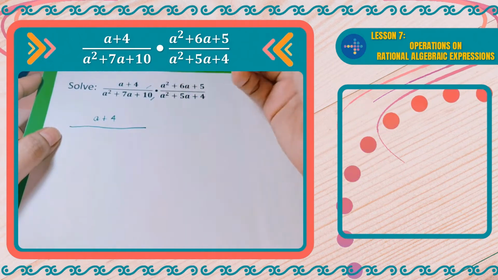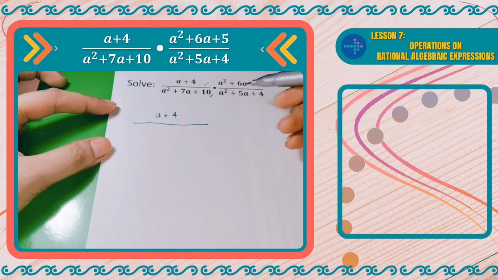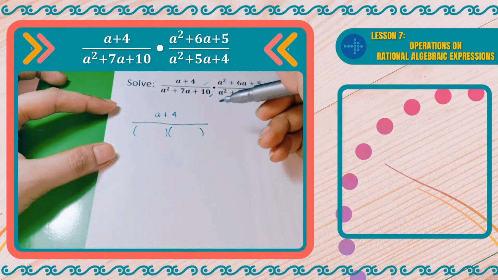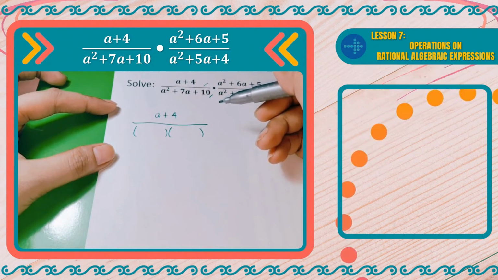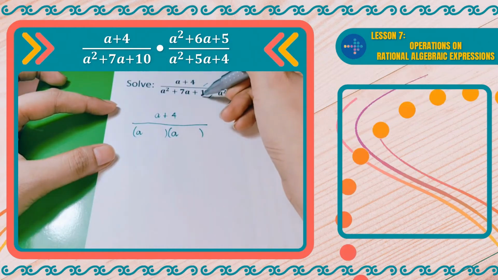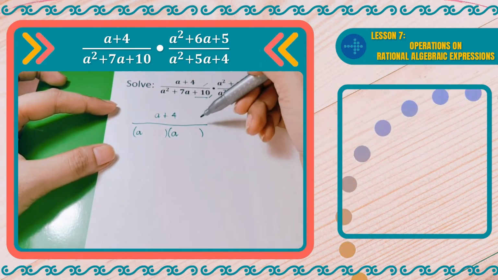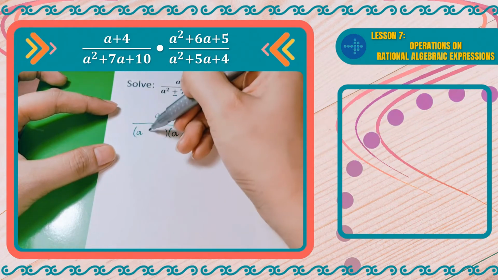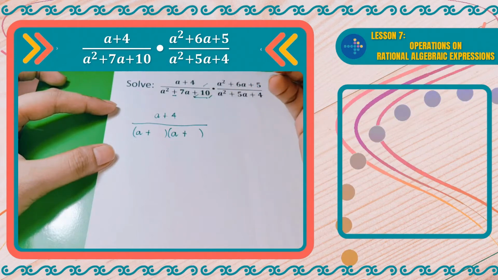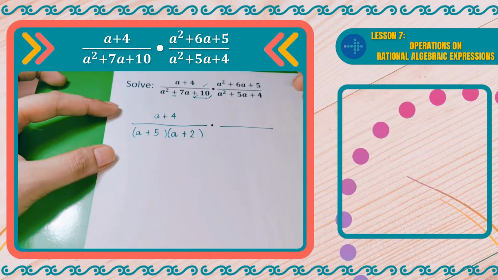Then, for the denominator, a squared plus 7a plus 10. So, factorable siya using general trinomial where a is equal to 1. So, a squared meaning a times a. Then, yung last term natin is positive 10. Therefore, pareho ng sign. Then, pareho silang positive. Then, ano yung factors ni 10 na kapag inadd, 7 na magiging sagot? So, we have 5 and 2.